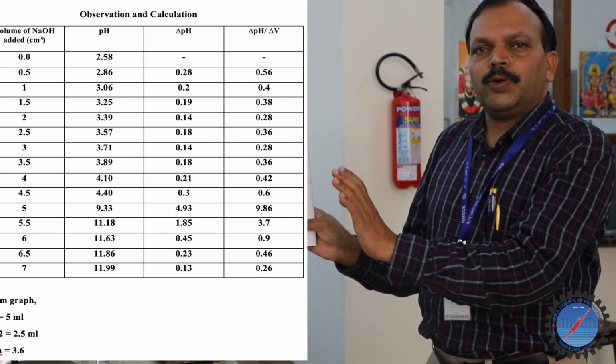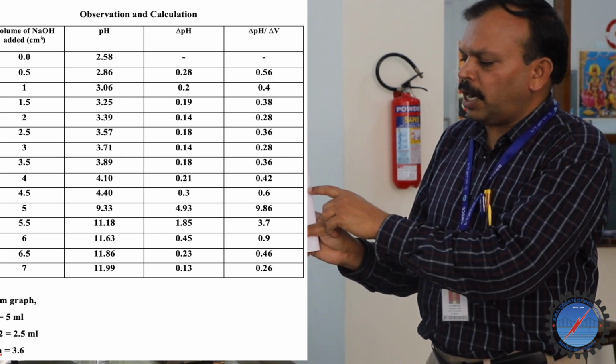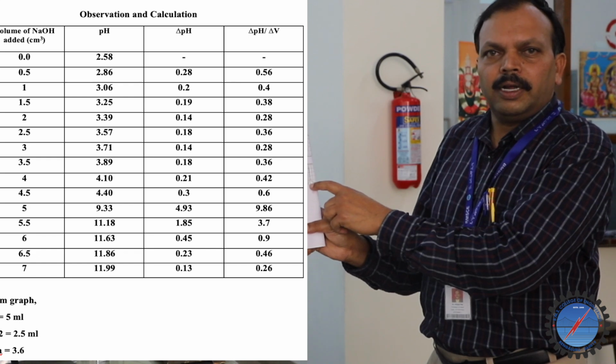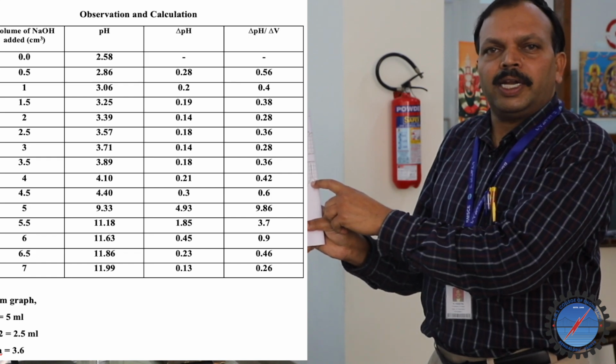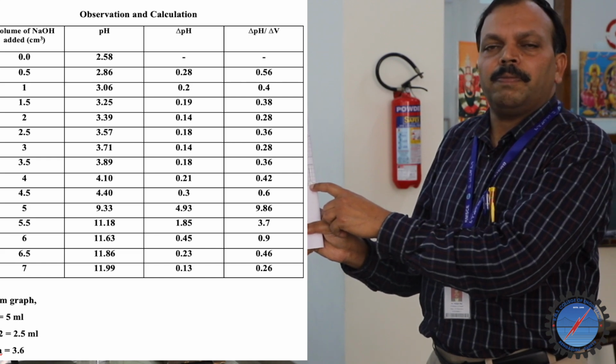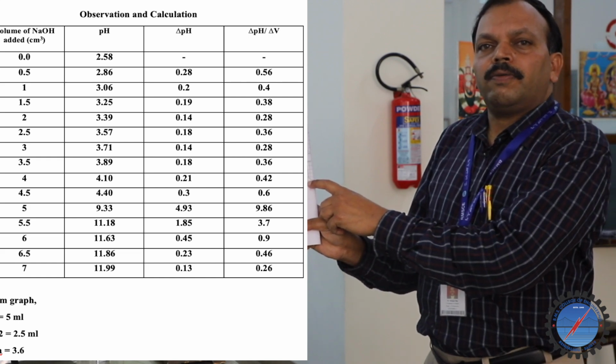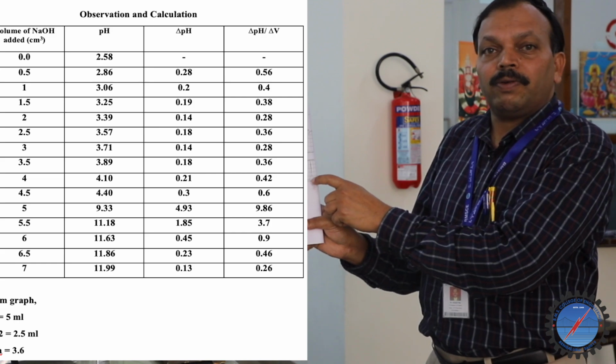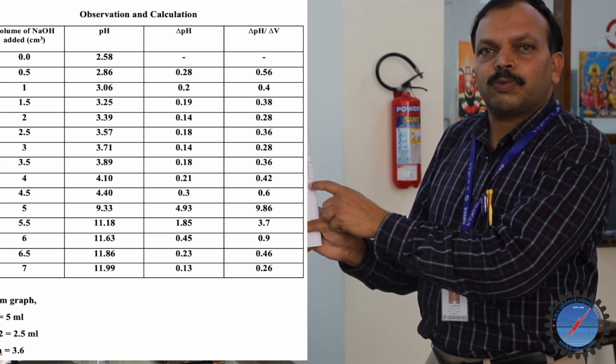Whatever the neutralization volume we get, we will take half of that. For example, I may get a neutralization volume of 7 ml from this graph. I will divide that volume by 2, equivalence by 2. That is 7 by 2, which becomes 3.5. That 3.5 I would like to call the half-equivalence volume.